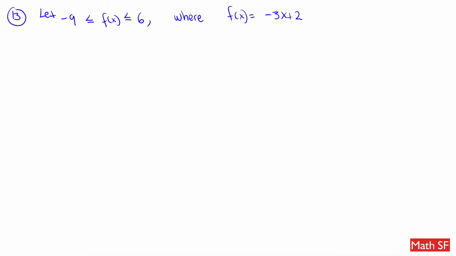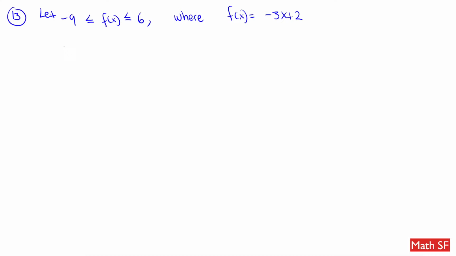13. Solve for x, graph the solution in the number line, write the solution in set builder notation and interval notation. So they say let negative 9 be less or equal to f of x and less or equal to 6. What it means is that f of x is between the values of negative 9 and 6, where f of x is negative 3x plus 2. So we have to look for the values of x that satisfy this condition.